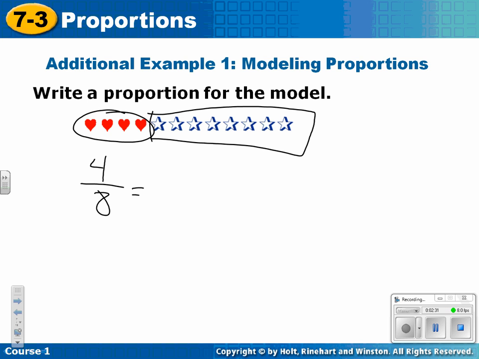How about I just cut this in half and cut this in half? I mean, technically you're right. 40 to 80 would work. That would be an equivalent ratio. 2 to 4.